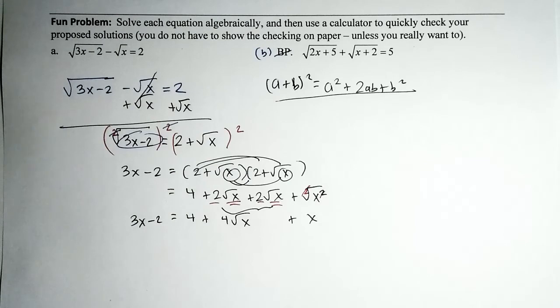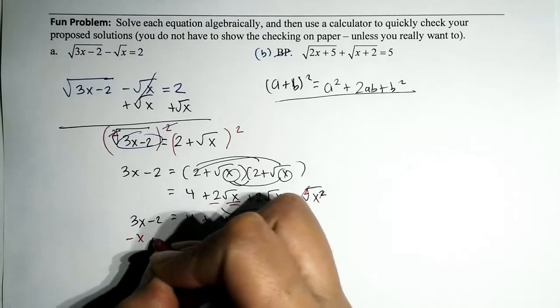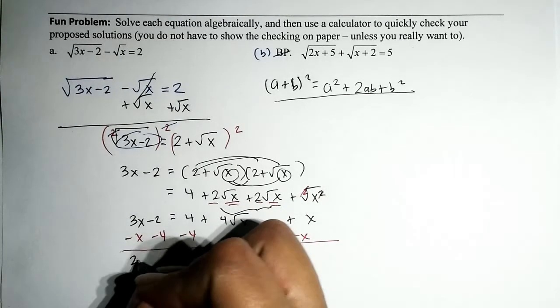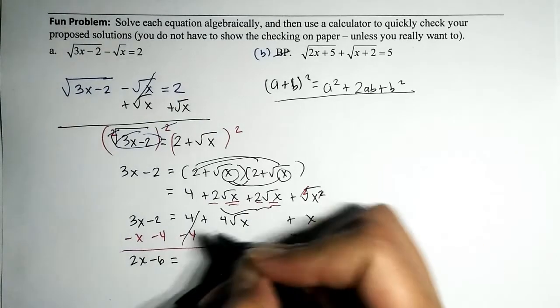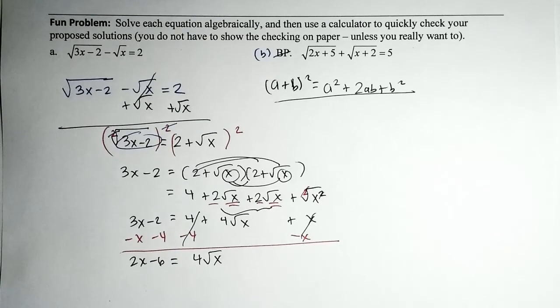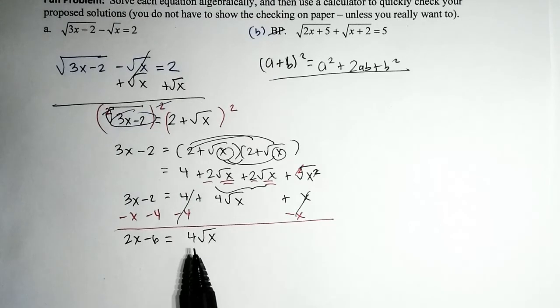So if we subtract x from both sides and then subtract 4 from both sides, that will leave us with 2x minus 6 is equal to 4 square root of x, and I believe that's it. Now this is where I'm at a crossroads. The procedure says that if you have only one radical, you isolate it. So technically we're supposed to divide both sides by 4, but I'm going to bite my tongue on that.